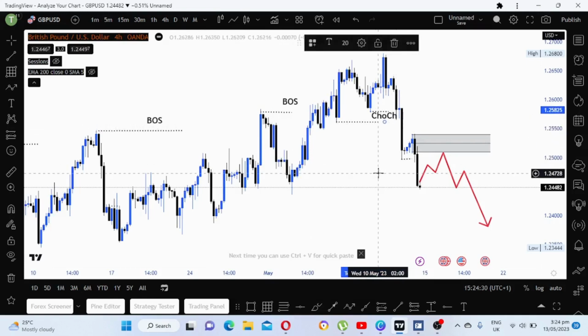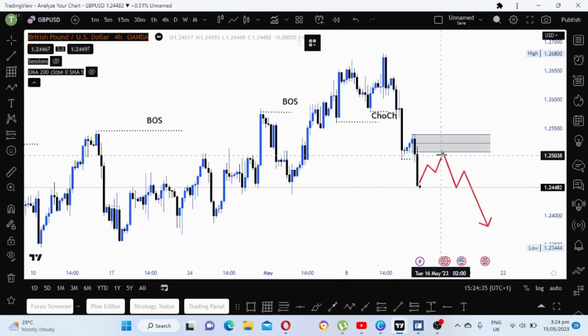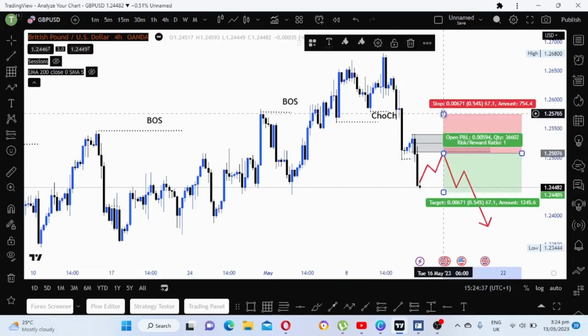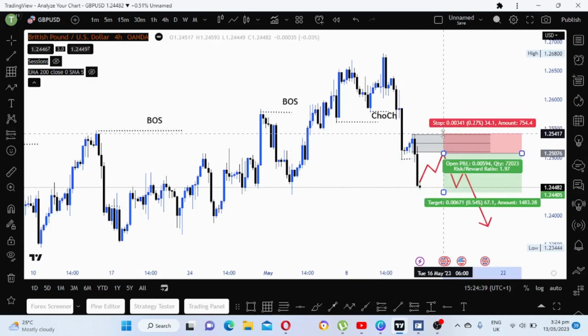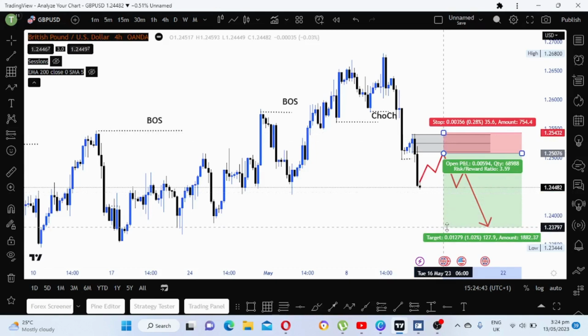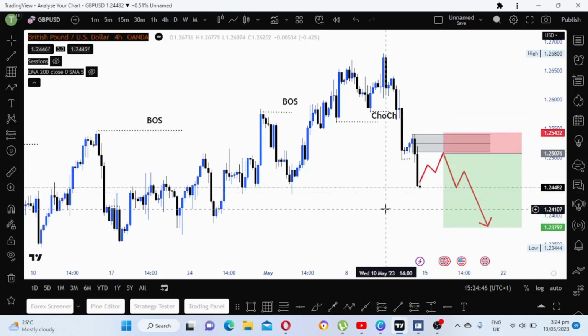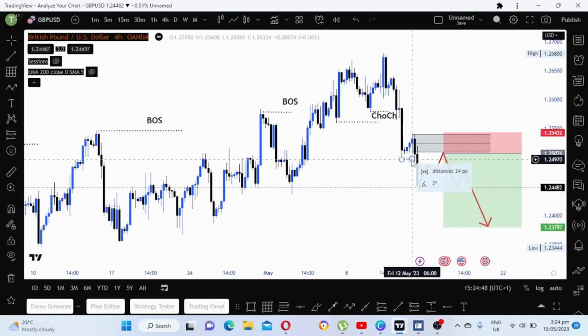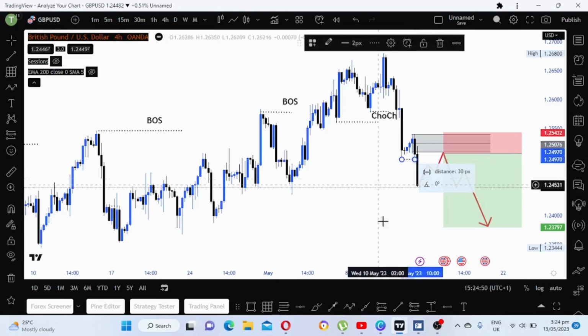Now we are waiting for a pullback. Now we draw a nice supply zone, which is here. So now I'm waiting for price to pull back and then we sell. We're targeting this low here, a 1, 2, 3 or 1, 2, 4. It's up to me which one I want. On H4 you can see a break of structure there.